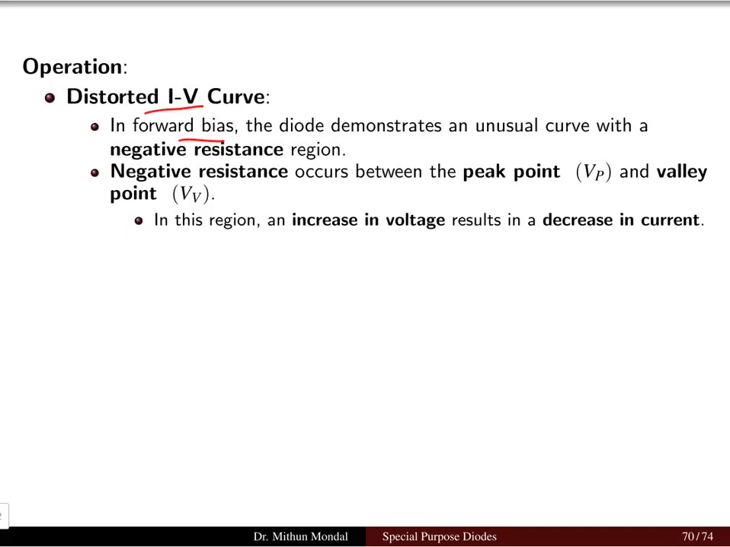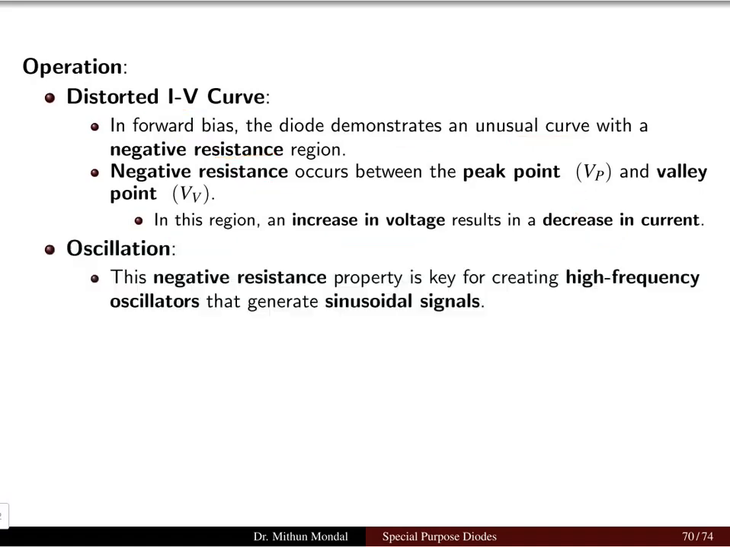In forward bias, the diode will demonstrate an unusual curve with a negative resistance region. Negative resistance generally occurs between the peak point and the valley point. In this region, an increase in voltage results in a decrease in current. So the voltage will increase, but the current will decrease.